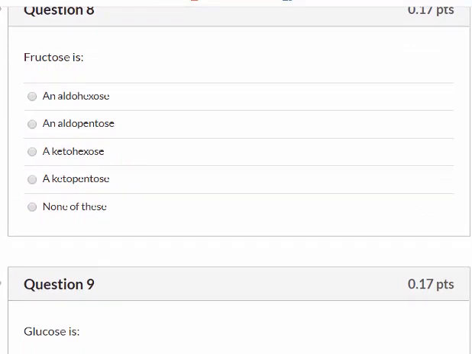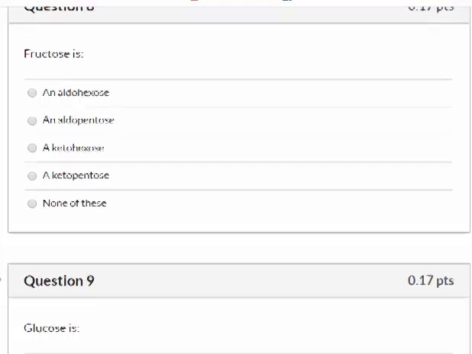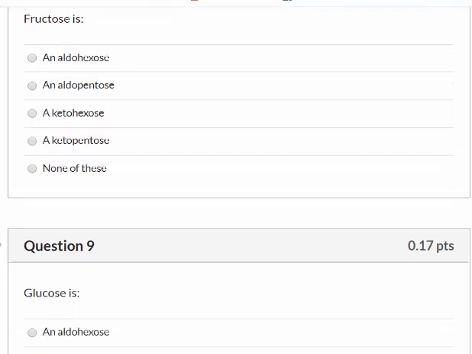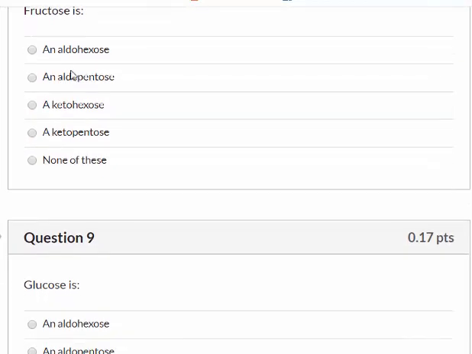Okay. You guys can figure that out from the slides. This part, hex or pent, tells you the number of carbons. So how many carbons does fructose have? You guys can count them up. It's not that hard. And then aldo means that it would be a sugar with an aldehyde functional group, and keto means it would be a ketone functional group.